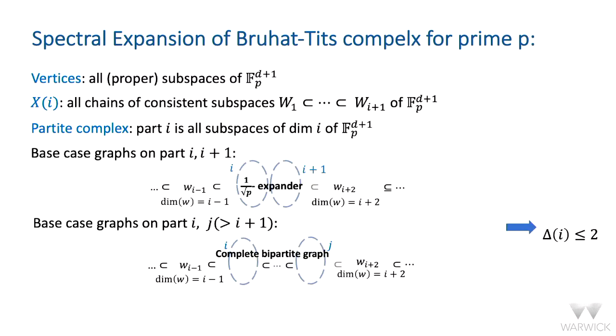So the nice thing is that now if you fix i, the only bad parts with respect to i are i plus 1 and i minus 1. Any other part will give you 0 expansion. So your delta_i will be equal to 2, and delta will be equal to 2. So actually you get that this complex is 1 over root P all the way to 1 over D times root P local expander, as long as P is more than some constant.